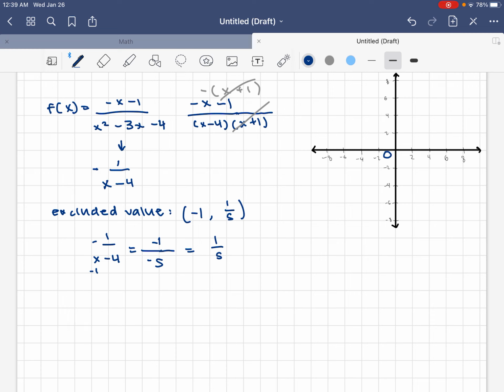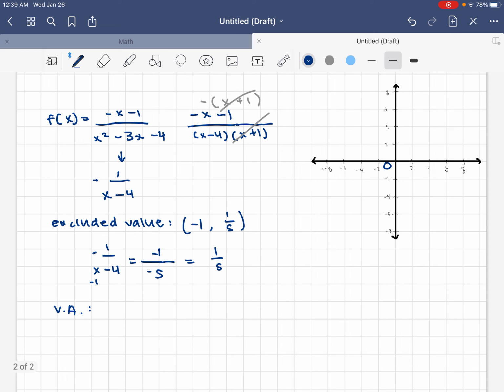Okay. Now let's find our vertical asymptote. On the bottom we only have x. So what would make the bottom equal 0? Positive 4 would make it equal 0, because 4 minus 4 is 0. So that means x equals 4.